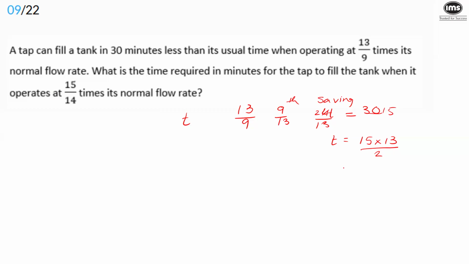If the flow becomes 15 by 14th, the time becomes 14 by 15th. 14 by 15th of the normal would be 14 by 15 into 15 into 13 by 2. And see, we have a savings. We didn't need to multiply. So it simply is 13 into 7, 91 minutes. That's your answer. 91 minutes was to be added.